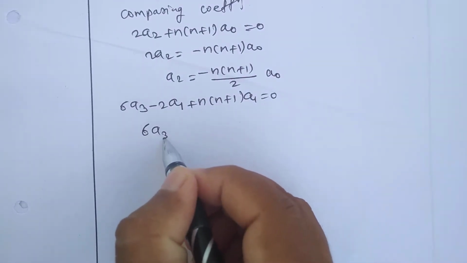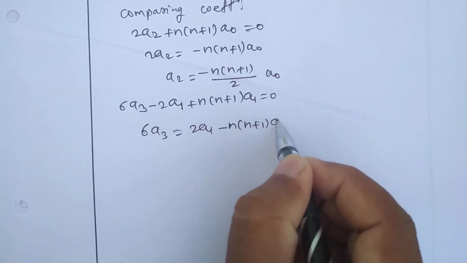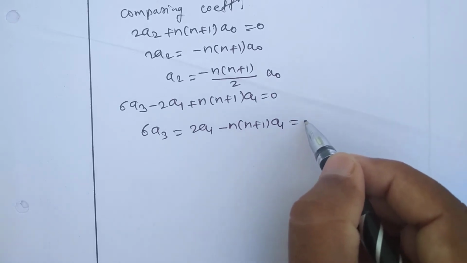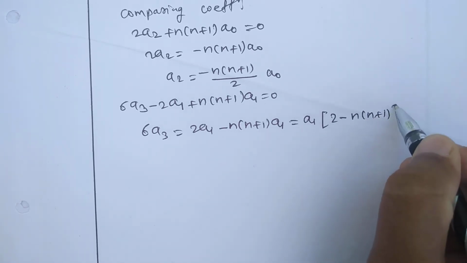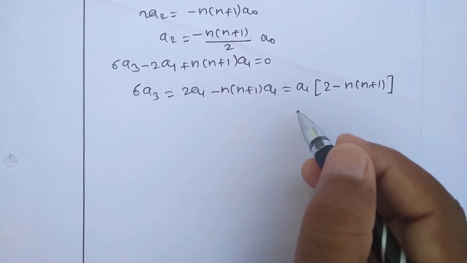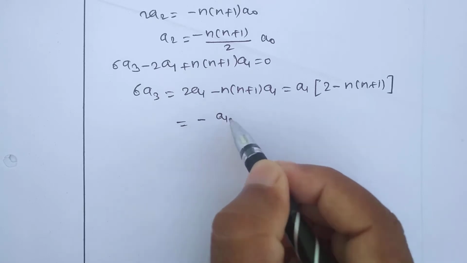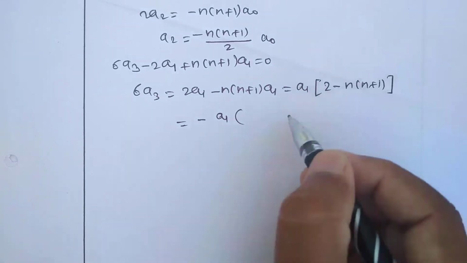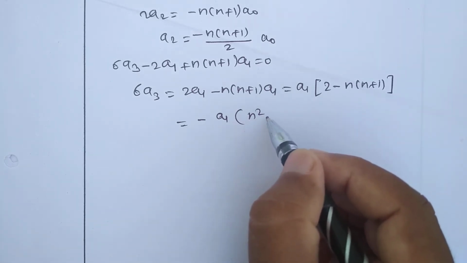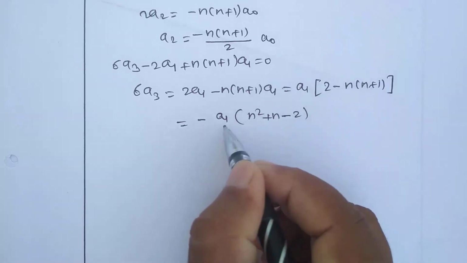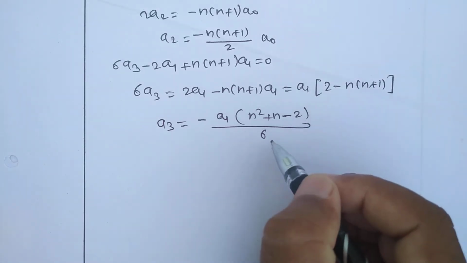Simplifying, we will get 6a3 is equal to 2a1 on the right hand side minus n into n plus 1 a1. Taking a1 common, we will get 2 minus n into n plus 1. Taking the minus sign outside, we will get minus a1 times, and this n into n plus 1 becomes plus, that is n square plus n minus 2, and divide by this 6. So we will get a3 is equal to minus a1 times n square plus n minus 2 upon 6.